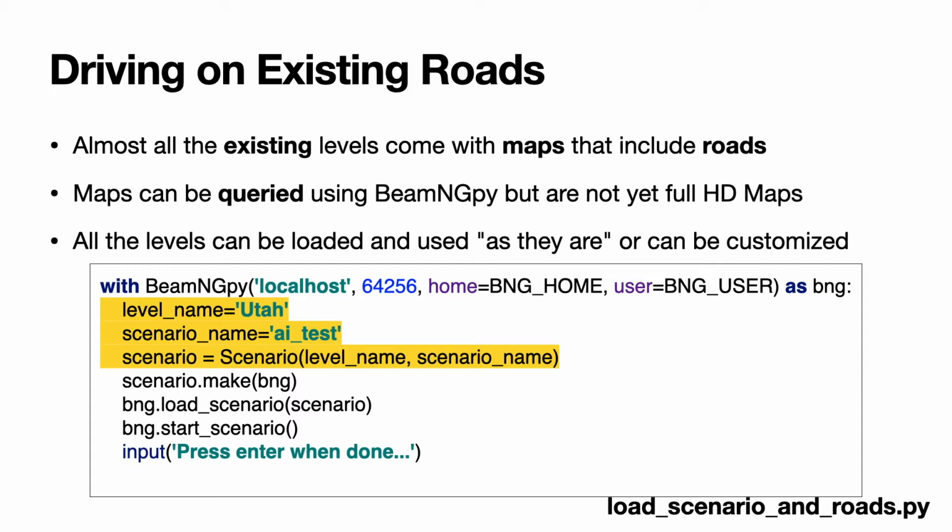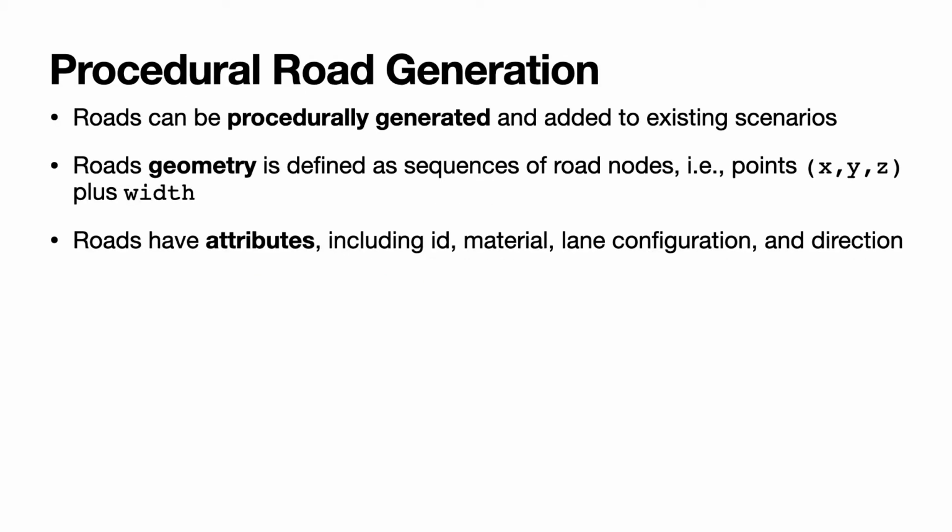At that point, you can make the scenario, meaning that the API is going to create all the necessary files on your system to program the simulator. You load it, and then you start it. And that's the basics of everything. You take a level, and then you load it. And on top of that, we are going to see how we can instantiate the other elements.